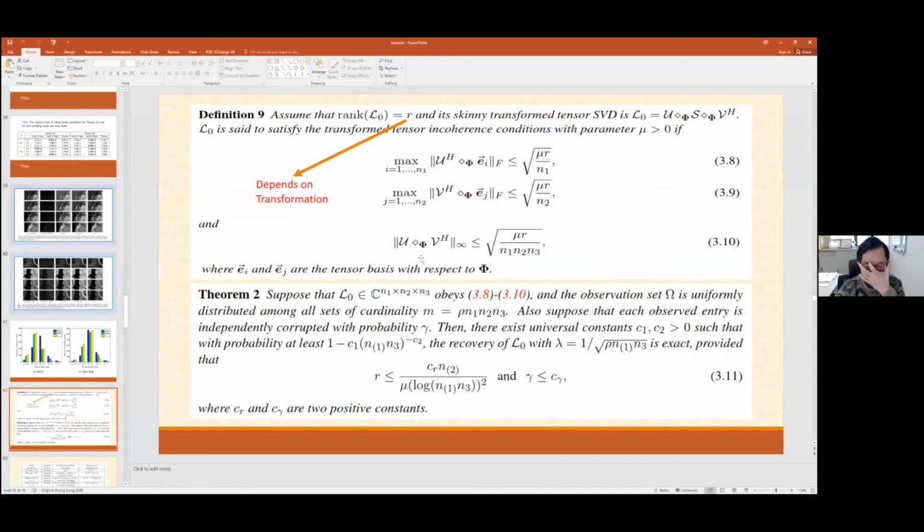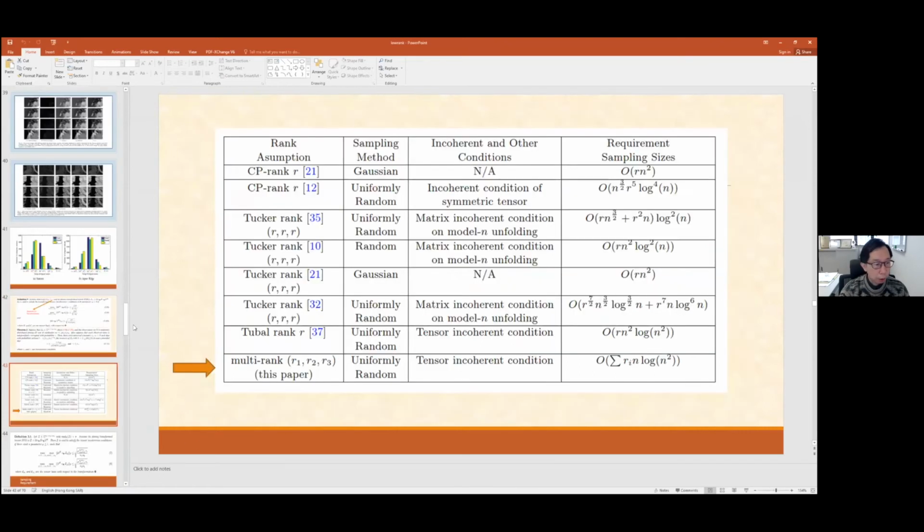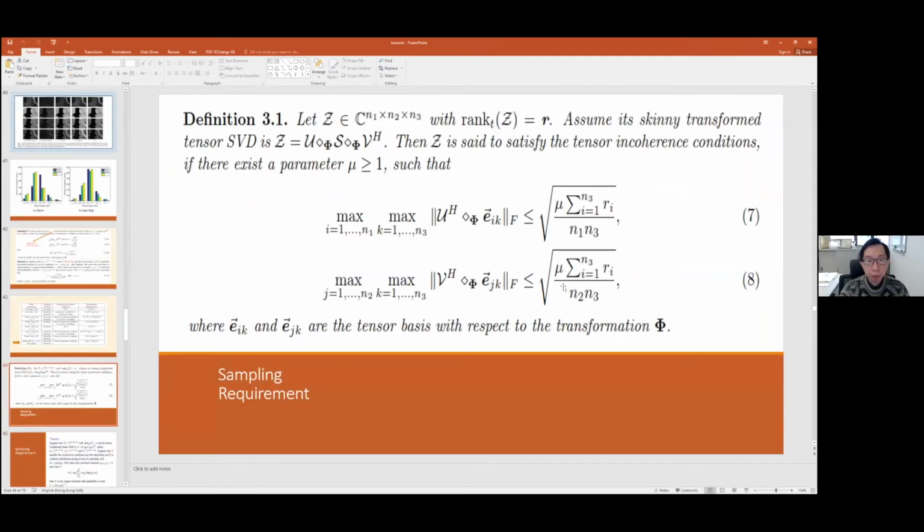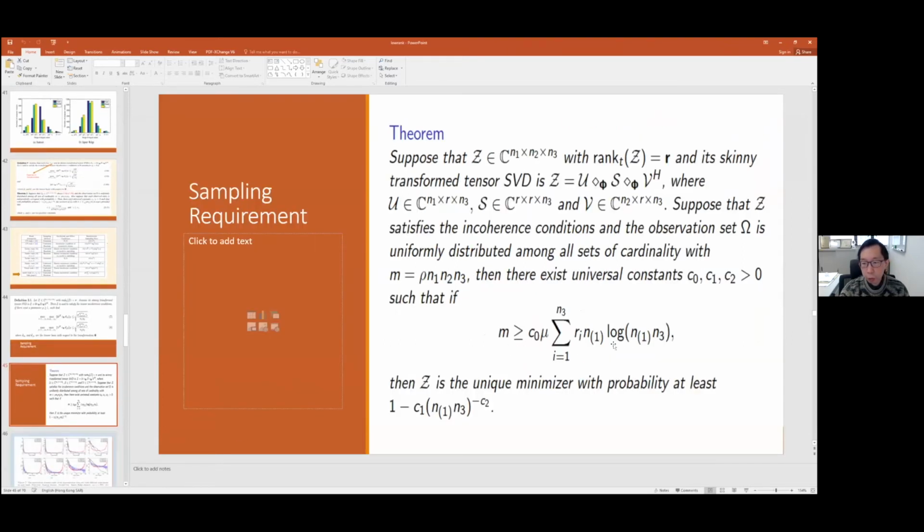The results are similar to our previous one, but we further consider how this depends on the transformation, so we can get this result. And actually, you can further refine the sampling requirement: if you make another transformation, the sampling requirement can be further reduced to only n log n. This is for the case where you have n cubed data.